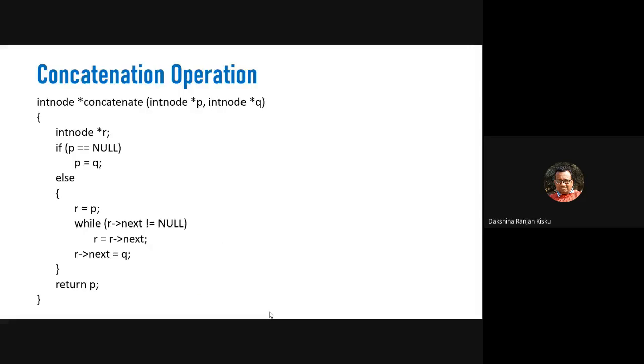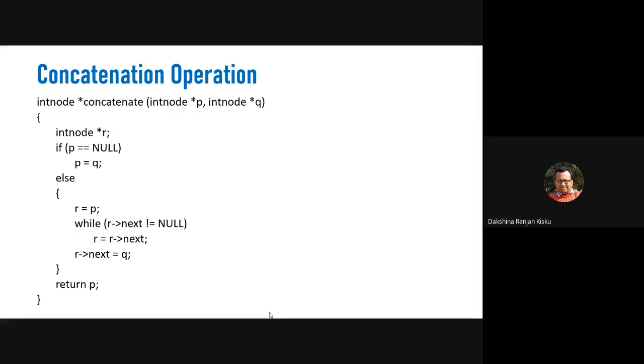Now let us consider there are two singly linked lists which are pointed to by pointers P and Q. These two singly linked lists are to be concatenated together, and the concatenated linked list will be pointed to by head pointer P. So pointer P points to the first linked list and pointer Q points to the second linked list. Our objective is to concatenate these two linked lists in such a way that the concatenated linked list will be pointed to by P.